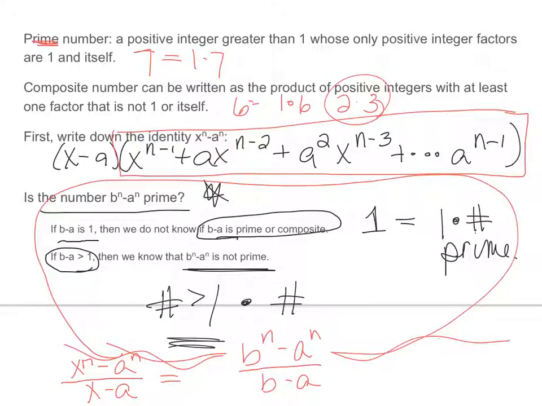But this is where I want to say all of this up here. If b minus a is 1, we actually don't know if it's prime or composite because we're dividing by 1. If b minus a is 1, then 1 is a factor, so it could be prime. It could be a different factor too, so it could be composite. So b minus a has to be greater than 1. Then we know it's not prime.